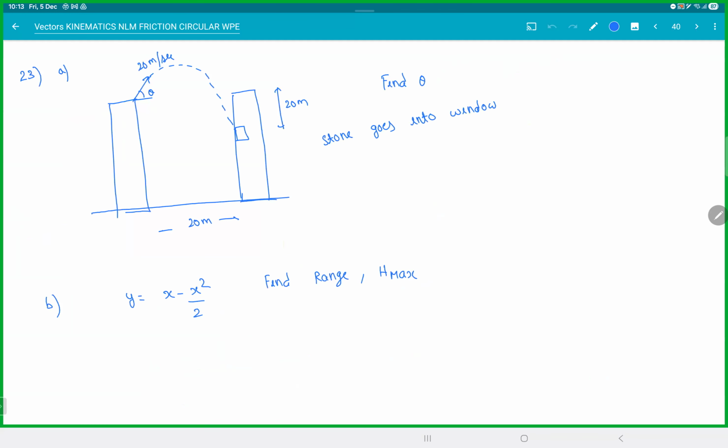Projectile, let's get this. Two buildings, you throw with speed 20 and theta. Find theta if the stone goes into the window. Equation of trajectory, find range and h max.